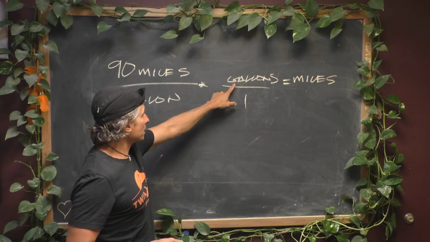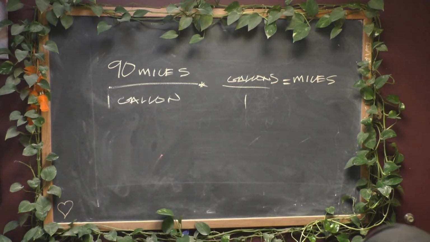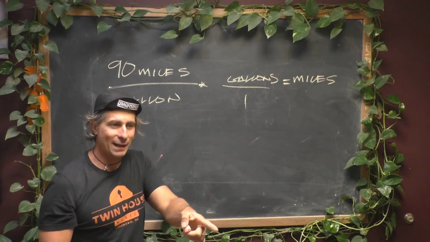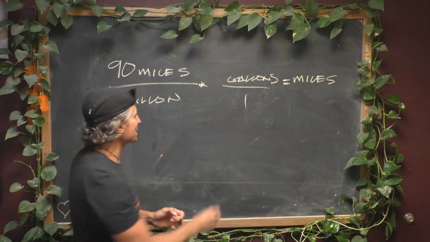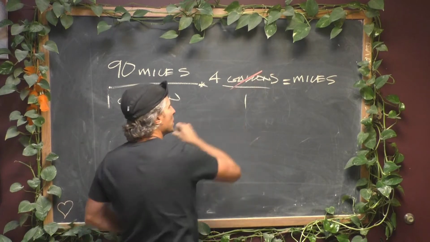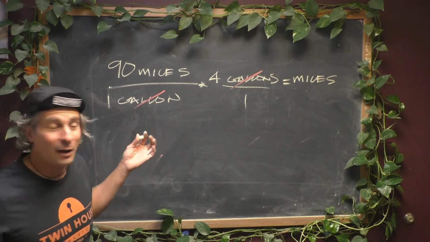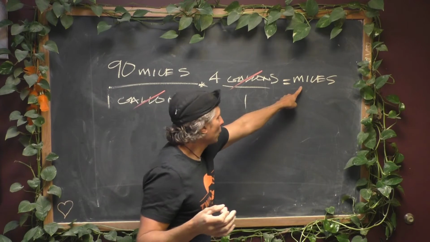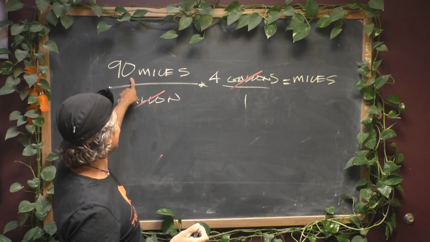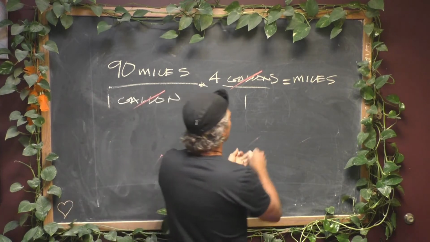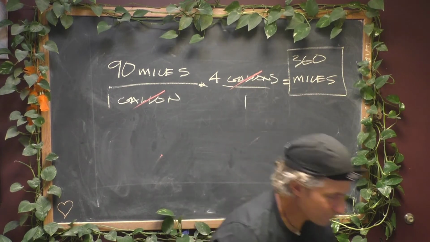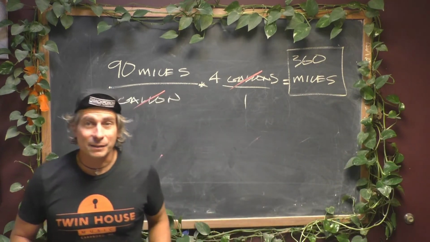So then the question is, I know this will work out unit-wise, because the gallons will divide off. But how many gallons? Well, the question tells you. 4 gallons. 4 gallons. And then the units divide off. You're left with just miles, which is what you wanted. How many miles? Well, for every gallon, you go 90. You've got 4. That's going to be 360 miles per that 4 gallons.